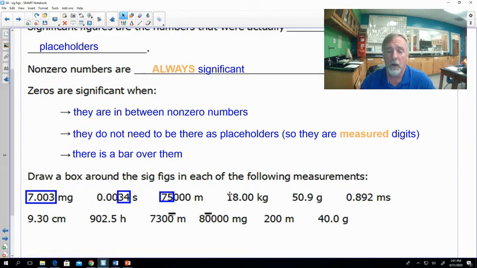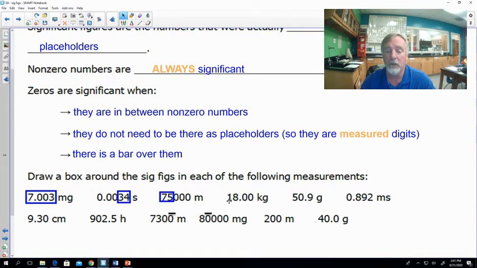18.00. Now, when we look at this one, I want you to be careful about it. We didn't put 18.00000. We didn't have a bunch of repeating zeros there. But we did have some, and they're on the right side of our decimal. Right? So there's a non-zero number, then there's our decimal, and we have some zeros. These zeros are going to be significant.